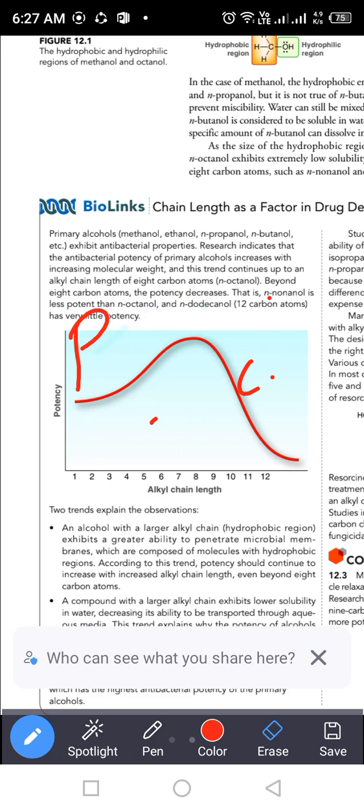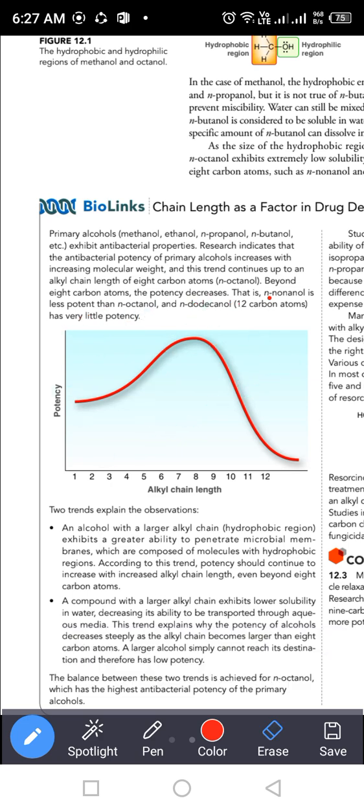Here we can explain this concept with a graph. The graph is drawn between potency on the y-axis and alkyl chain length on the x-axis. The number of carbon atoms in a chain is shown on the x-axis: 1, 2, 3, 4, 5, 6. One carbon means methyl alcohol, methanol. Two carbon, ethyl alcohol; 3 carbon, propanol; 4 carbon, butanol; 5 carbon, pentanol; 6, hexanol; 7 carbon, heptanol; 8 carbon, octanol; and 9 carbon, nonanol.